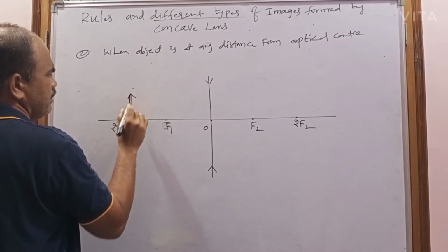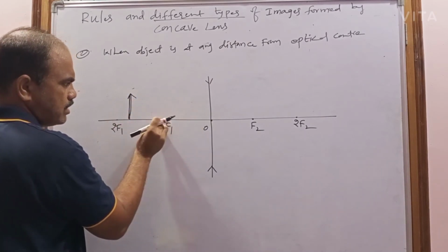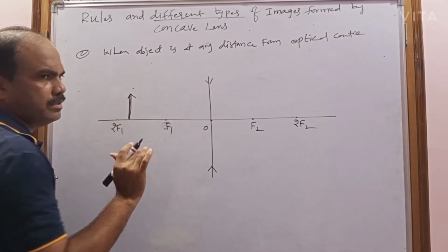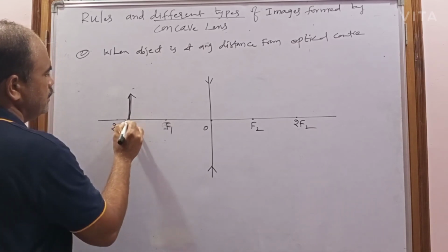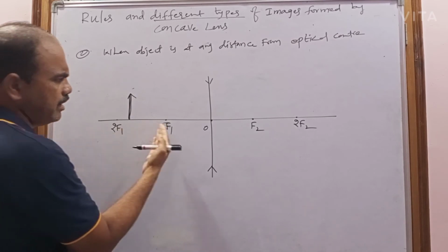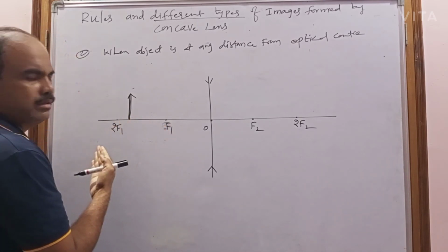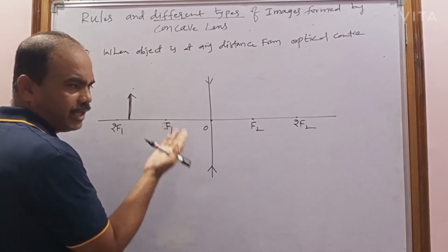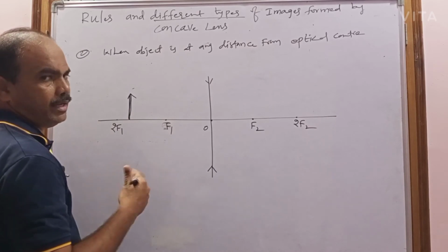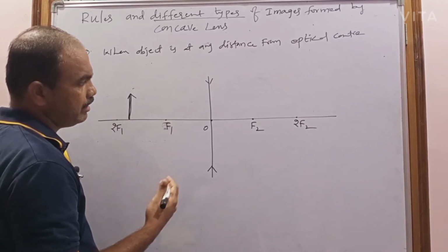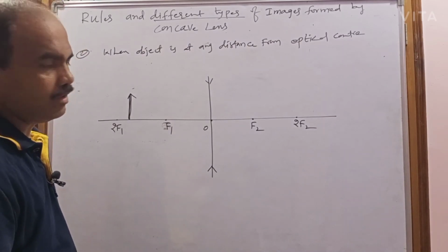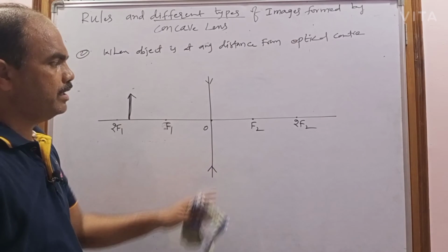You take anywhere, you can take it here, at any distance. But the same type of image is formed. So now I am taking the object here, between f1 and 2f1 or beyond 2f1. You can take it at f1 or at 2f1 or between O and f1. You take any distance. So now I am keeping the object here. So how can I draw the incident rays, or how can I complete the image formed by this concave lens?